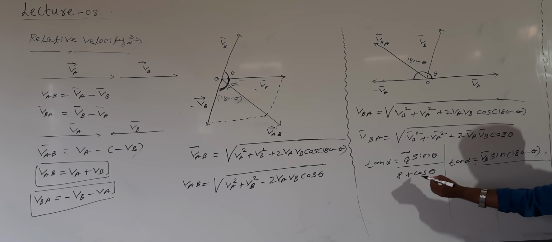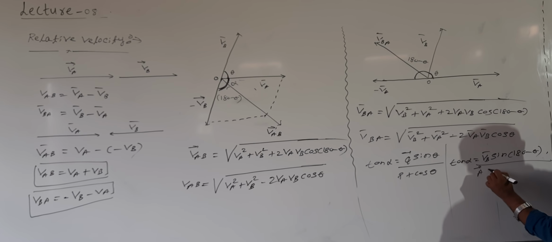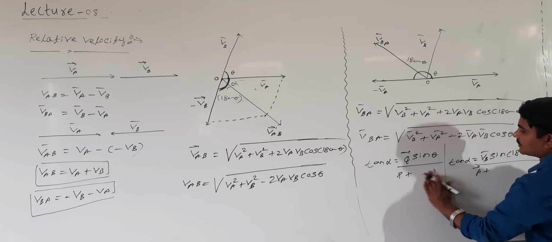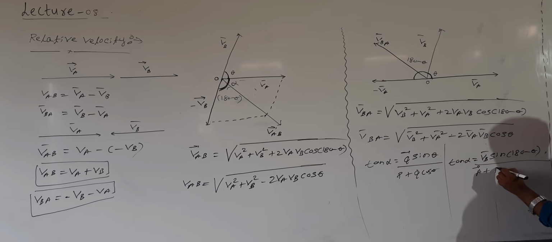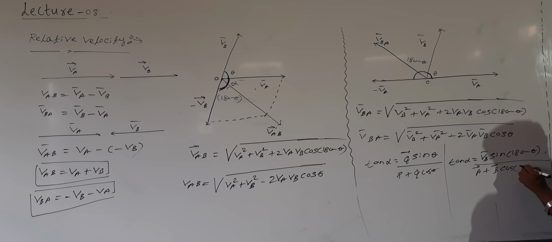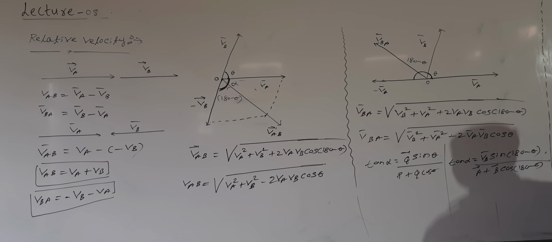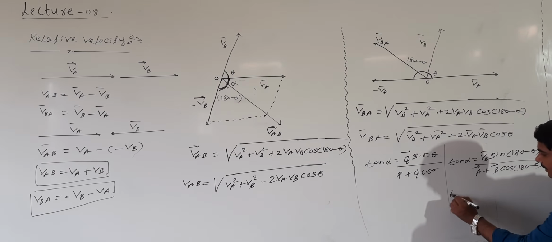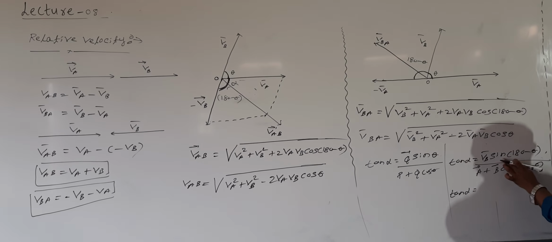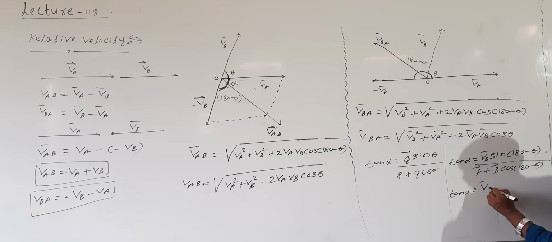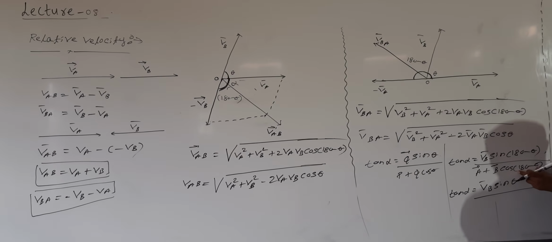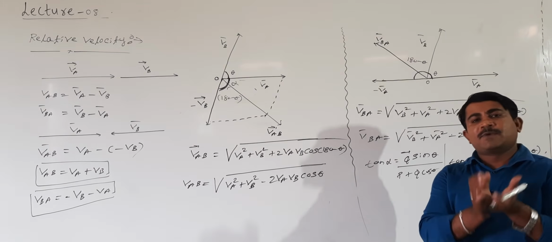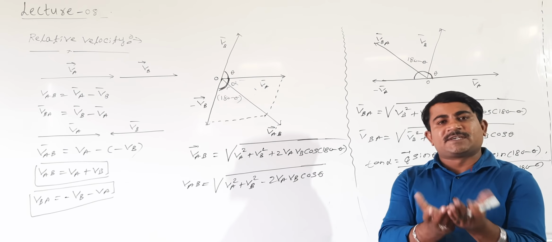Whole divided by, see here, P replaced by VA, and Q cos theta, Q replaced by VB, of cos 180 minus theta. Sin 180 minus theta is sin theta. Shall I represent tan alpha directly? VB of sin theta divided by VA plus VB cos 180 minus theta, which is minus cos theta. Sin 180 minus theta is sin theta, and cos 180 minus theta is minus cos theta.